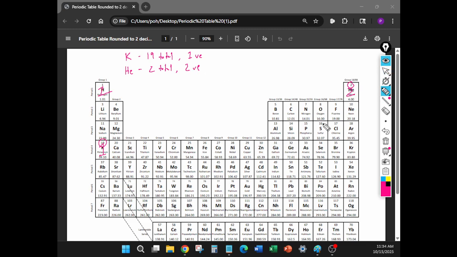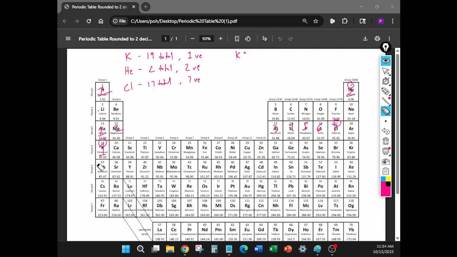Okay, chlorine, same thing. Atomic number is 17, so chlorine is going to have 17 total. It is box number 1, 2, 3, 4, 5, 6, 7, so it'll have 7 valence electrons. Okay. All right, now we're going to get into the ions. So we're going to take a look at K+.